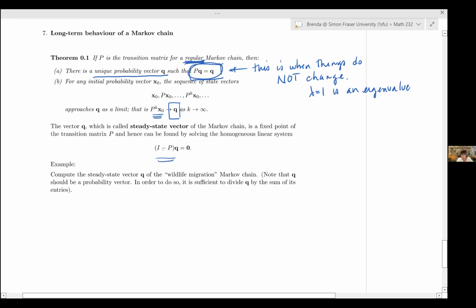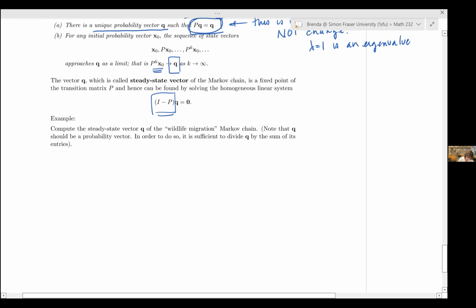This is the equation for the matrix that you row reduce to find the eigenvectors when the eigenvalue is 1. So let's compute what this Q is for the matrix that we've used so far.